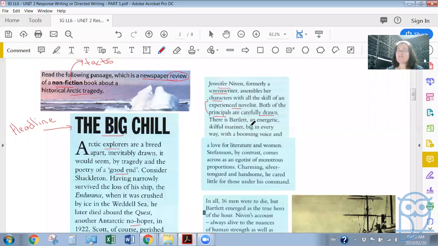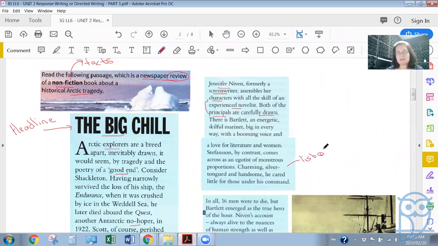Okay, so she's obviously created quite an interesting take on Bartlett. This is her take on him, so we don't know if it's quite true or not, but this will probably be based on the research she's done about him. Stephenson, by contrast, comes across as an egotist of monstrous proportions, charming, silver-tongued, and handsome. Here is what we call a list of 3.